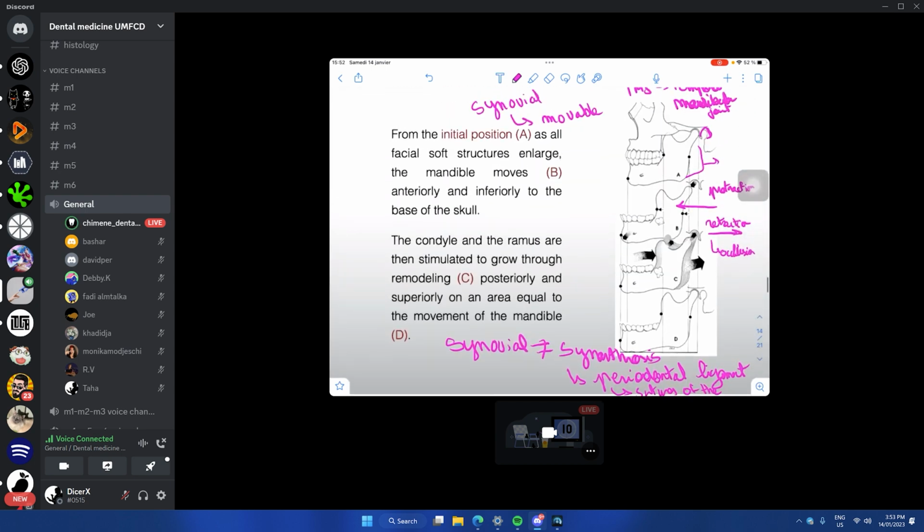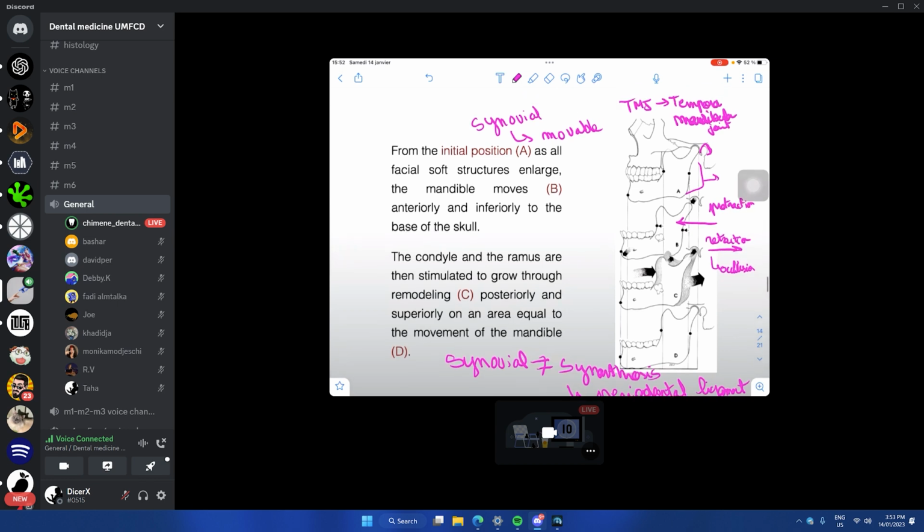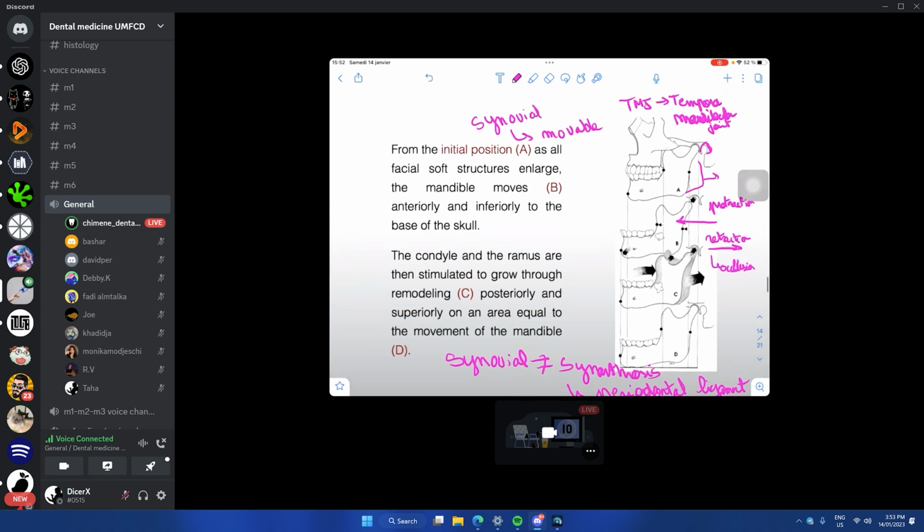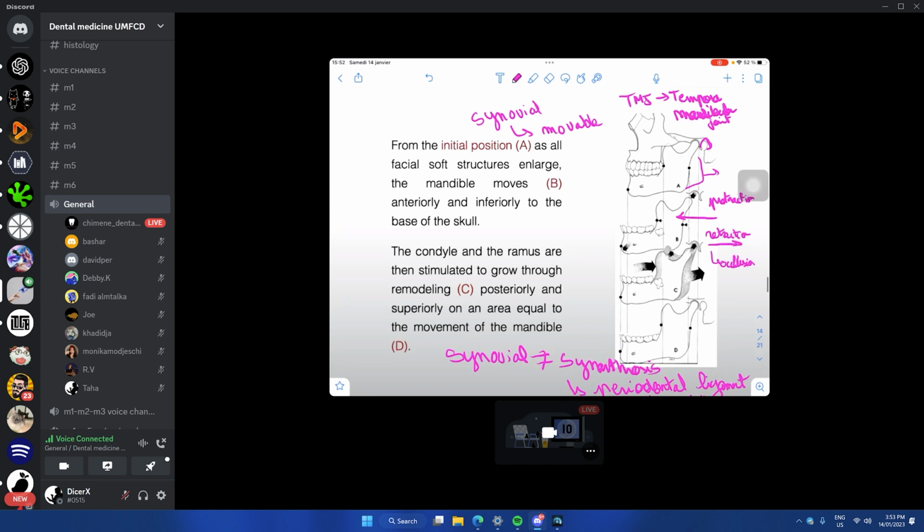Okay. Do you have any question? I know it's not that easy, but do you have any question? If you want me to explain it in another way, tell me. So this is the condyle, and this is from the temporal fossa. So this is the mandibular fossa.